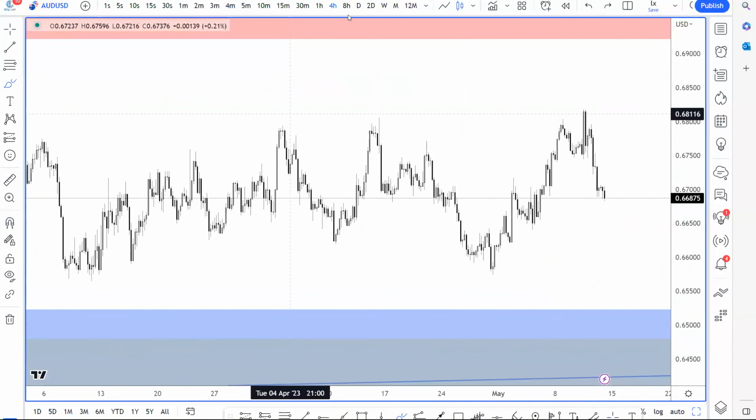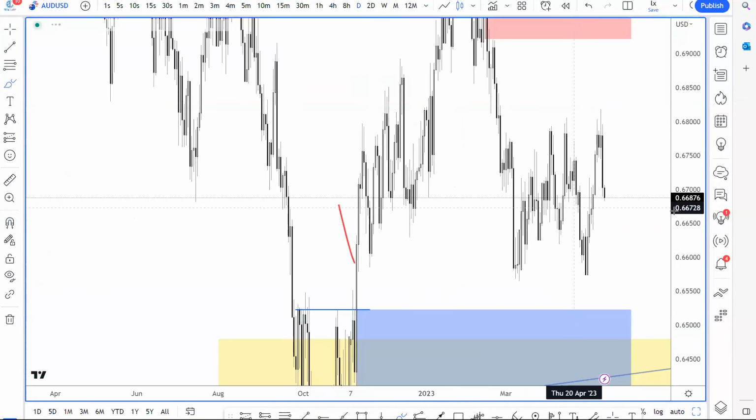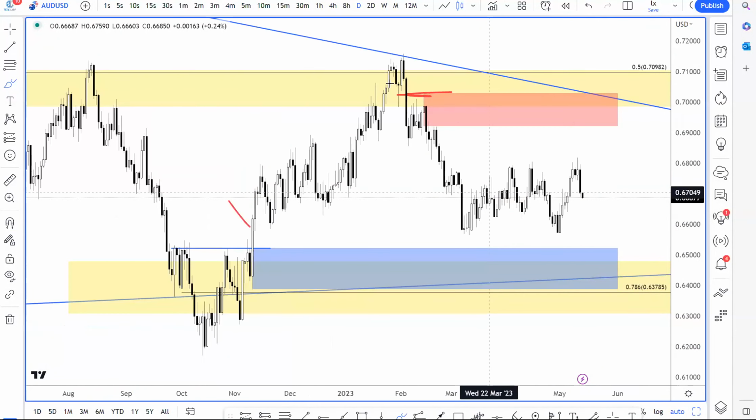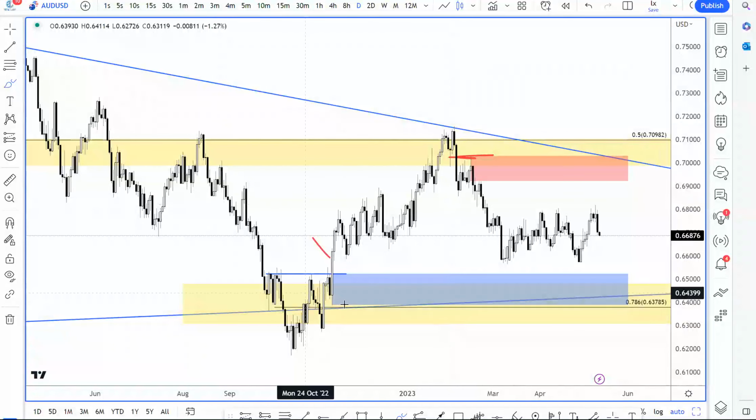Okay, so that's the picture for me on Aussie dollar. Currently, we are on the daily time frame. These are the daily zones that we would like to watch over here. We have one above, based on how price reacted previously, and also another support region that we're seeing here. So this is the picture on the daily. If you move down to the 4 hours time frame.